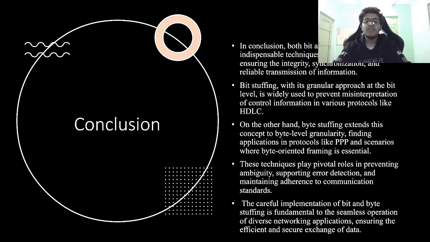On the other hand, we have byte stuffing that extends the concept to byte level granularity, finding applications in protocols like PPP and scenarios where byte-oriented framing is essential. These techniques play a pivotal role in preventing ambiguity, supporting error detection, and maintaining adherence to communication standards. So, the careful implementation of bit as well as byte stuffing is fundamental to the seamless operation of diverse networking applications, ensuring the efficient and secure exchange of data.